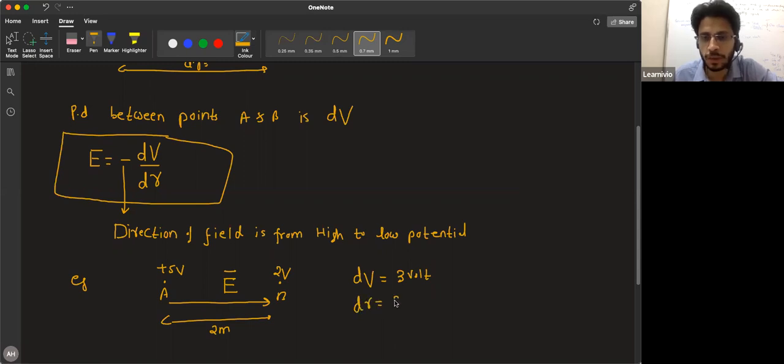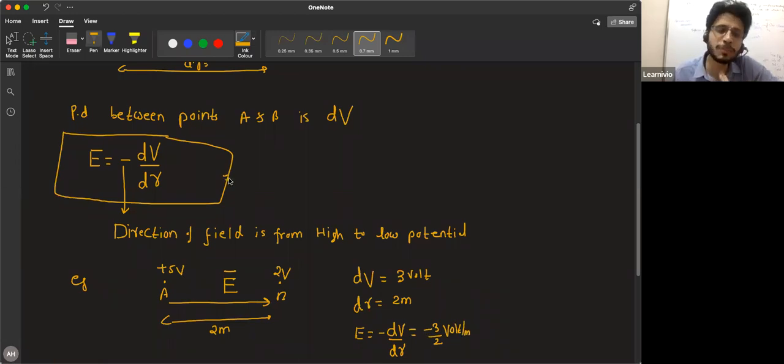Separation is 2 meter. If I ask you to calculate field, then field is minus of dV over dr. How much is dV? It's 3. How much is dr? It's 2. So it's 3 by 2 volt per meter. This is the field. This is how we calculate field if potential is given. This is the meaning of this expression.